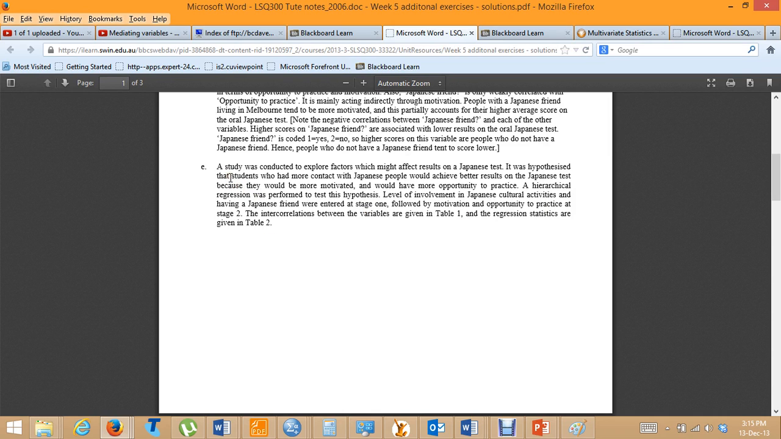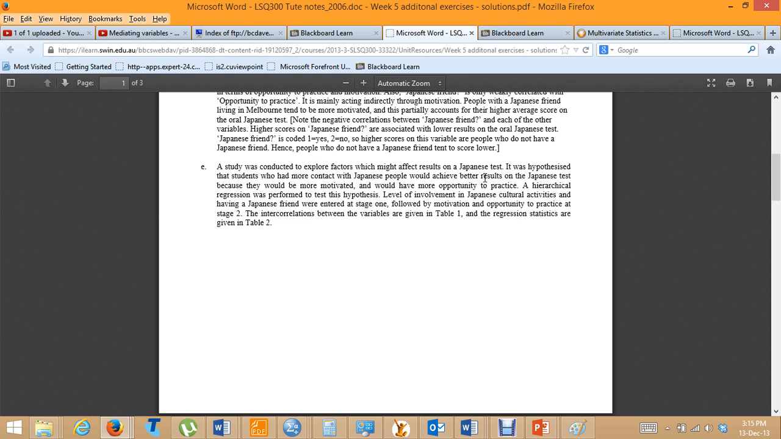So here you can see it says a study was conducted to explore factors which might affect results on a Japanese test. So that's setting the scene. It was hypothesized that students who had more contact with Japanese people would achieve better results on the Japanese test because they would be more motivated and would have more opportunity to practice. So that's the actual hypothesis. So basically it's a mediational hypothesis.